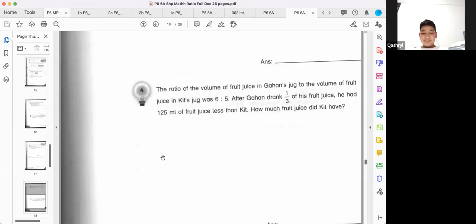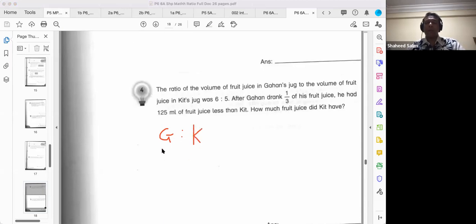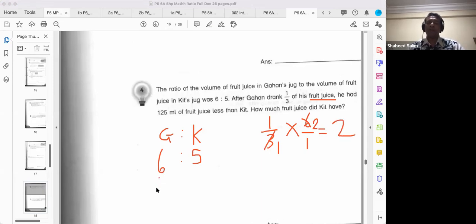Now there's two persons. One by the name of Gahan. Another one's name is Kit. So their ratio is 6:5 at first. Then Gahan drank 1/3 of his fruit juice. So drank 1/3 of fruit juice, 1/3 of 6. So I find out what is 1/3 of 6. Oh, 1/3 of 6 is actually 2 units. So 2 units, so I minus 2. I get 4 units here.